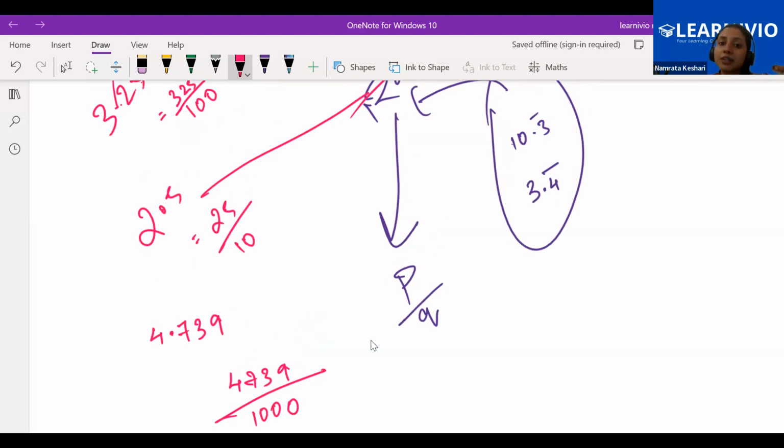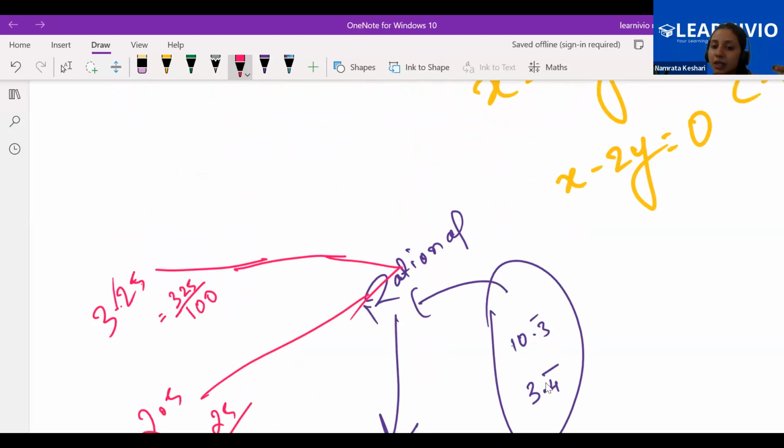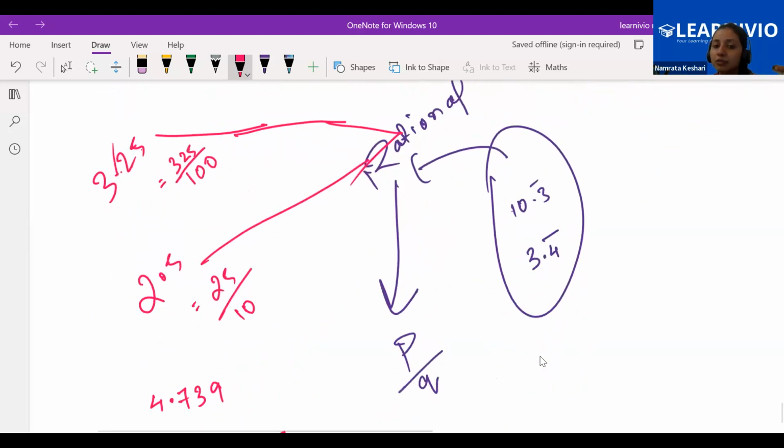But if we have a non-terminating decimal like this, 10.3 bar, 3.4 bar, then how do we write it in the p by q form? That is the main concern, because here how many digits are there after the decimal? Infinite digits are there. 3, 3, 3, 3, 3, 3, 3, 3. How long? Till infinity, so many threes are there, so we are not able to write all those numbers for 10.3.